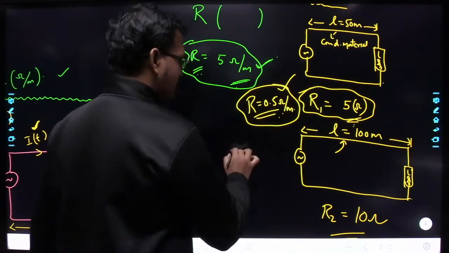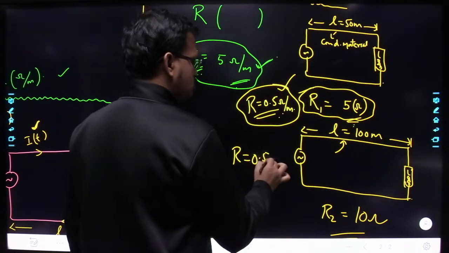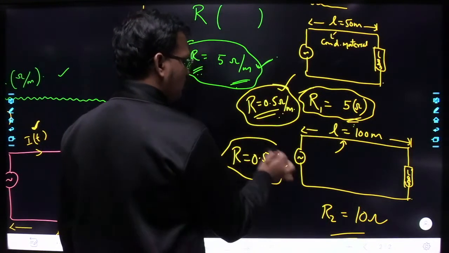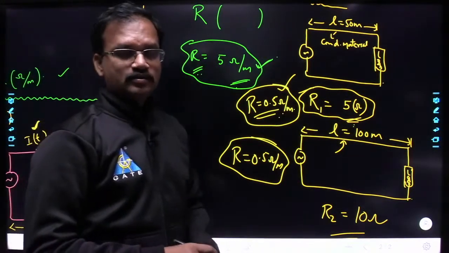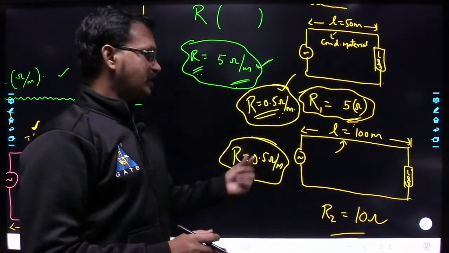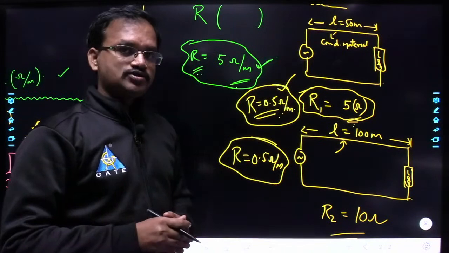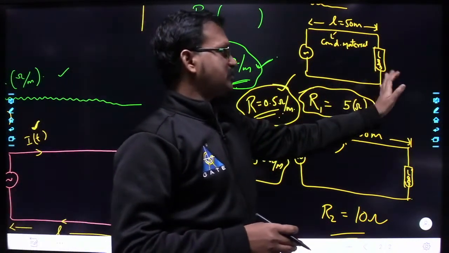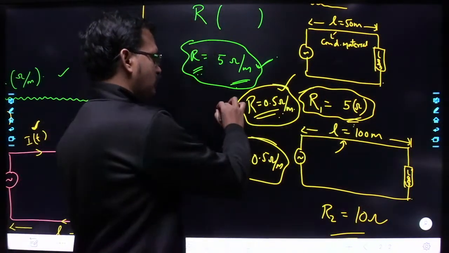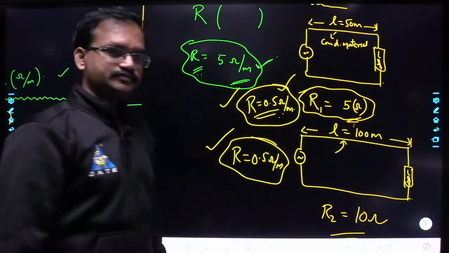Here also I can say simply R is equal to 0.5 ohm per meter. Understood? So the resistance that is distributed per unit length is not going to change. Understood? So irrespective of the length, I can define the resistance.